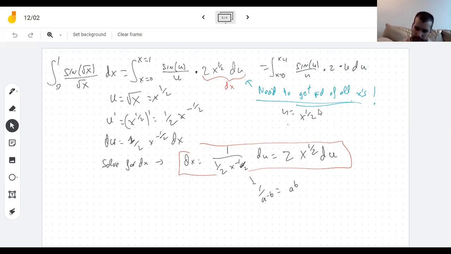And now there's no x's anymore. And even better, these u's cancel. So really, I might have noticed at the beginning that a root of x in the denominator, that's already the derivative of root of x. This was almost equal to the u already, which was a sign that life was gonna be good. So that's the integral of 2 sine of u.